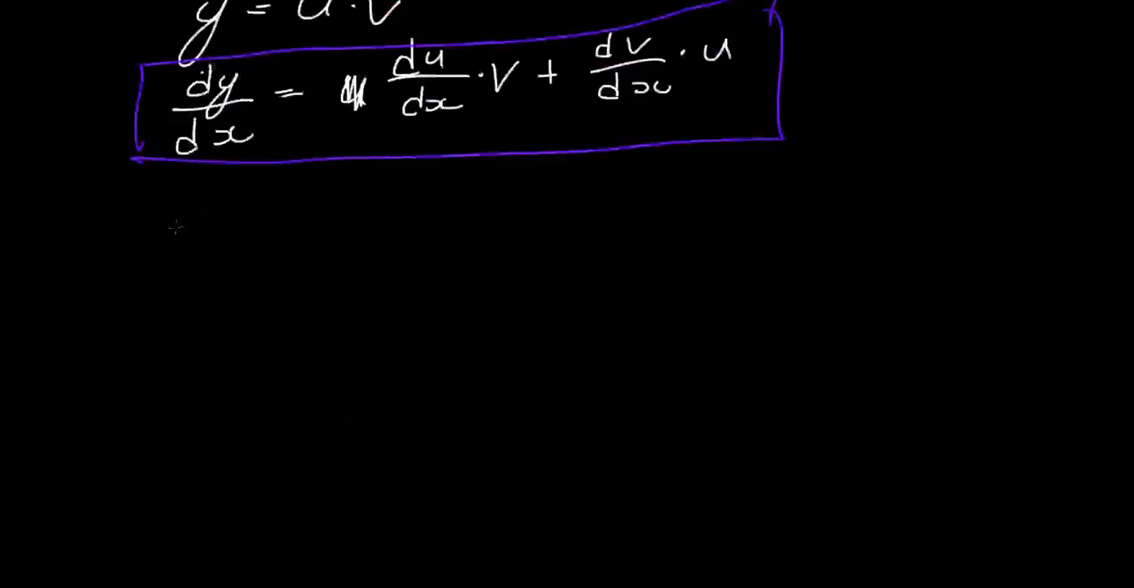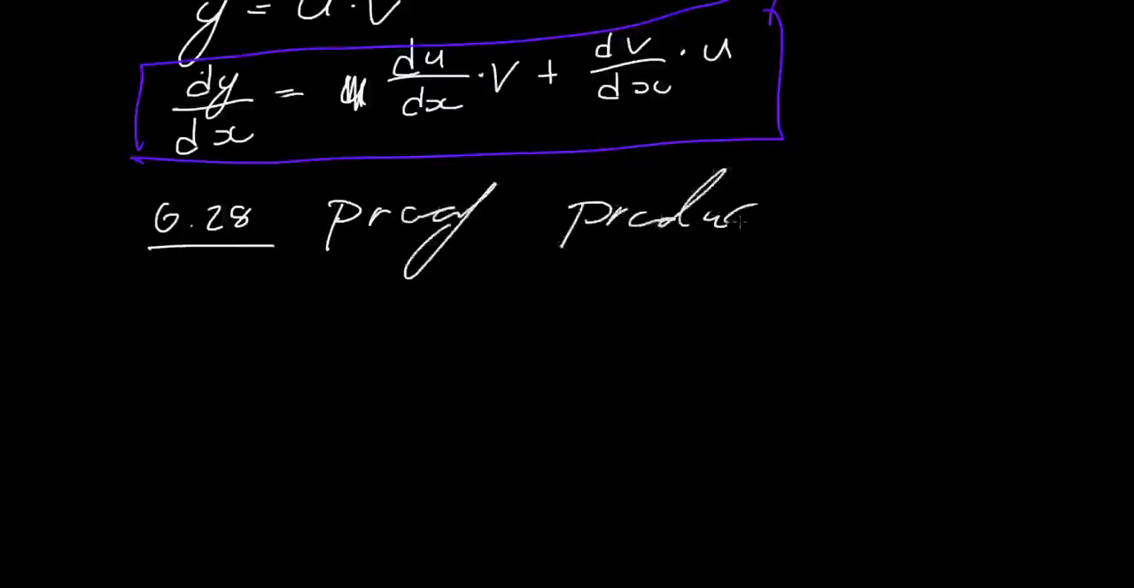On page 628, they give the proof of the product rule. You don't need to know it, so personally I wouldn't even read it, just skip over it completely. And let's take a look at an example.